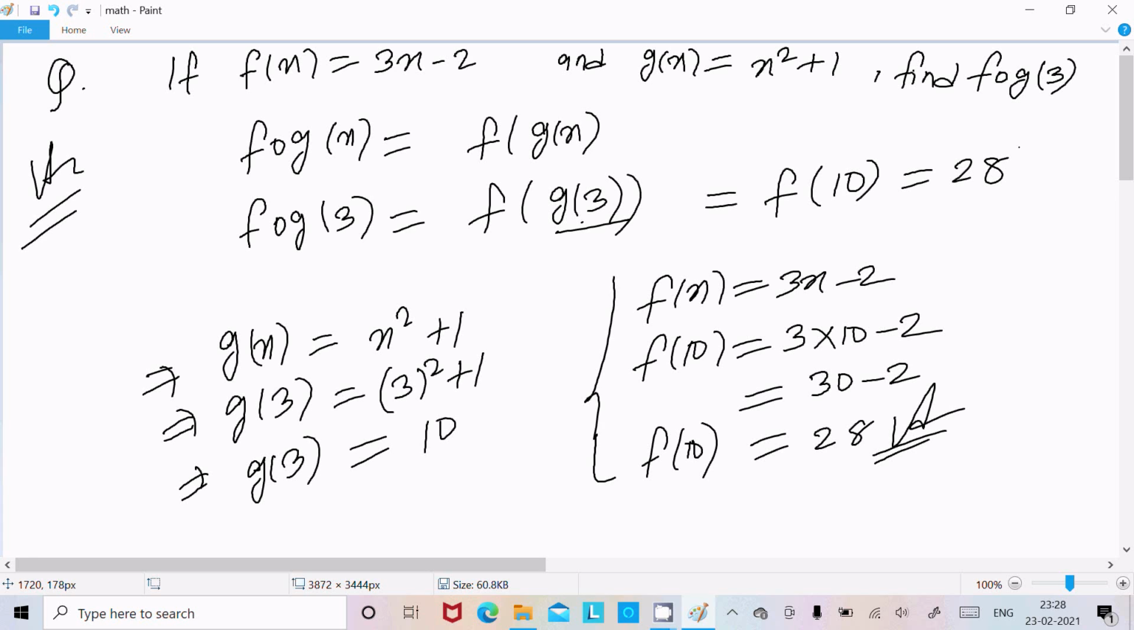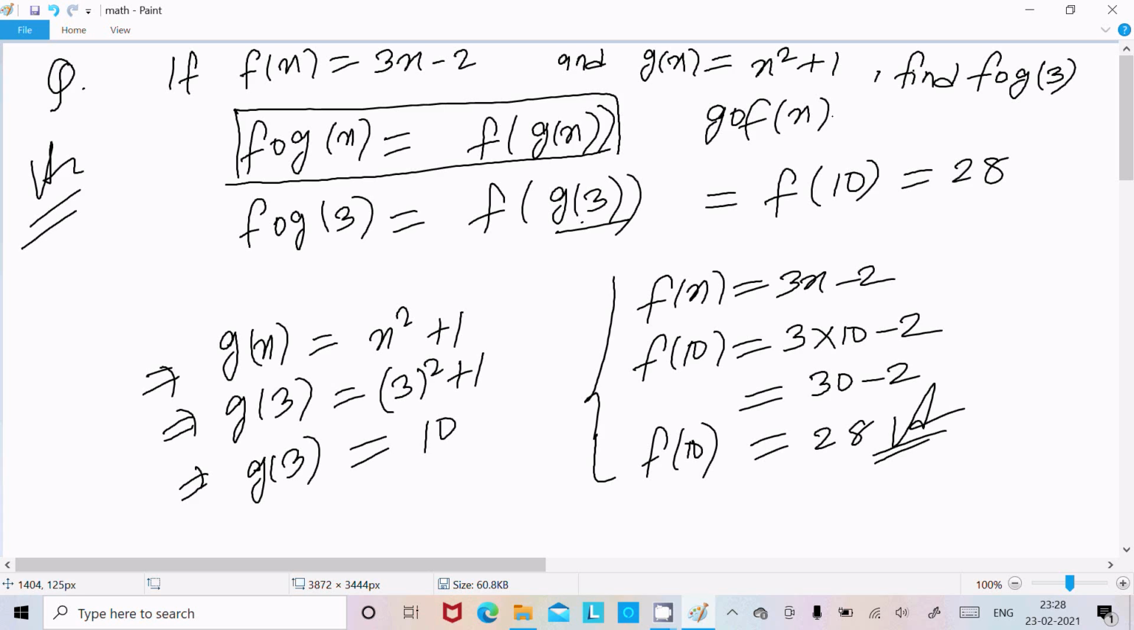Okay, so the only point you need to remember is that we can break f∘g(3) as f circle g(x). Or if anyone asks the question for g∘f, so we can write g circle f(x).